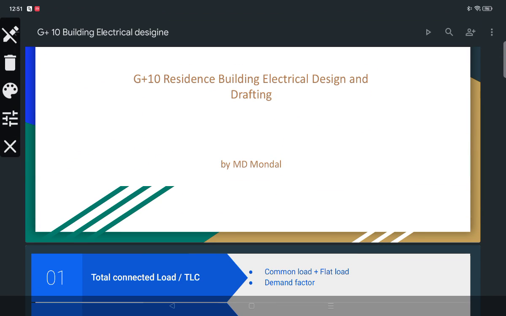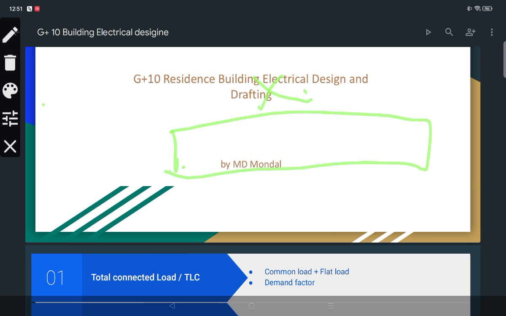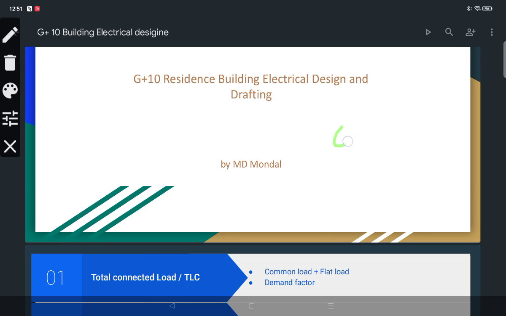Today we'll talk about some of the most important topics that I have ever discussed in my life. So, a G plus 10 building: a ground floor plus 10 more floors, a residential building project. We are going to design the electrical drawing and do the electrical drafting. This is going to be very interesting.